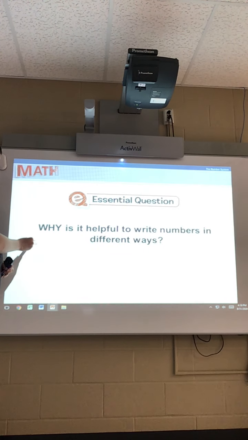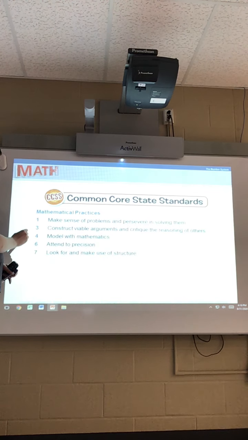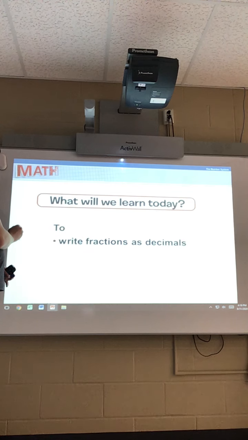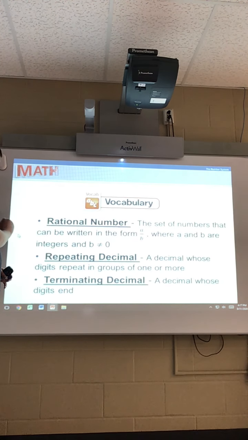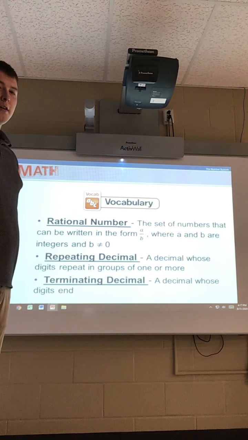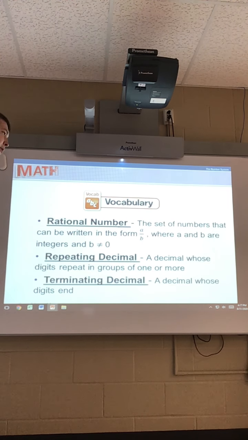And then we get into, this is just stuff for me, really. So what you'll learn today: you'll learn to write fractions as decimals and decimals as fractions. This is very important because the first 5 questions of your actual test will be vocabulary, so make sure you write these down in your notes. Rational number: the set of numbers that can be written in the form a over b, where a and b are integers and b does not equal 0.